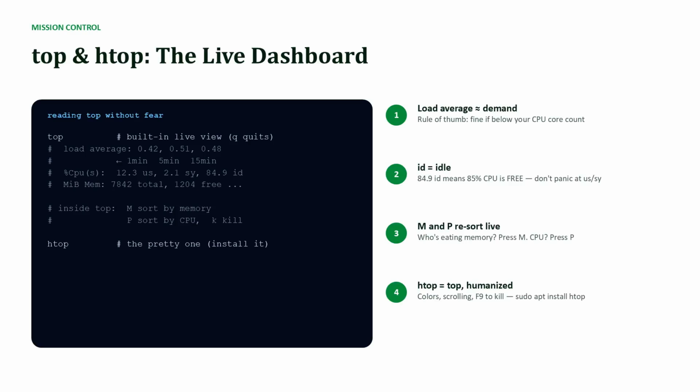For a live dashboard, run top. Two lines matter most. Load average, three numbers. Demand over the last one, five and fifteen minutes. The rule of thumb is you're fine while it's below your CPU core count. And the CPU line, where the number labeled id is idle. 85 id means 85% free, so don't panic when you see activity. Inside top, capital M resorts by memory, capital P by CPU, instantly answering who's eating the machine.